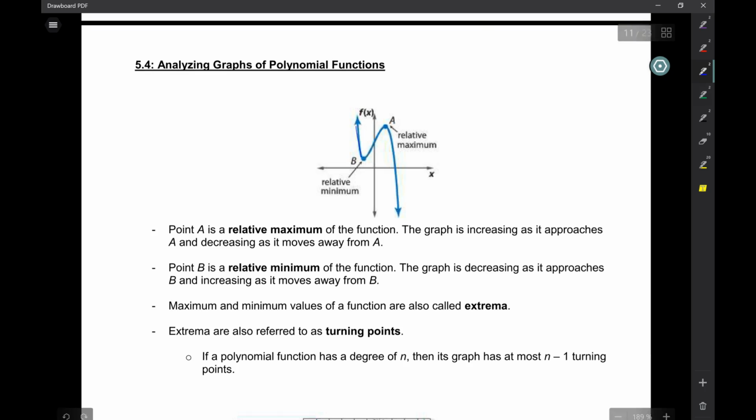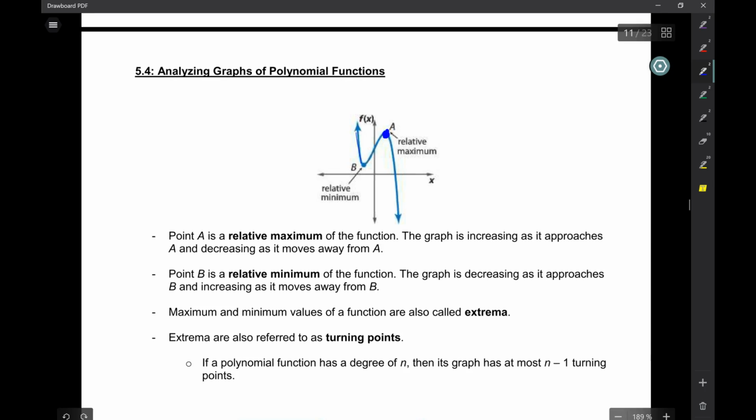So here at point A, we have what we call a relative maximum. What does relative maximum mean? As the graph approaches that point A, it's increasing, right? And then after that, it switches to decreasing. So at point A, the graph changes direction from increasing to decreasing. So over there, we have what we call a relative maximum.